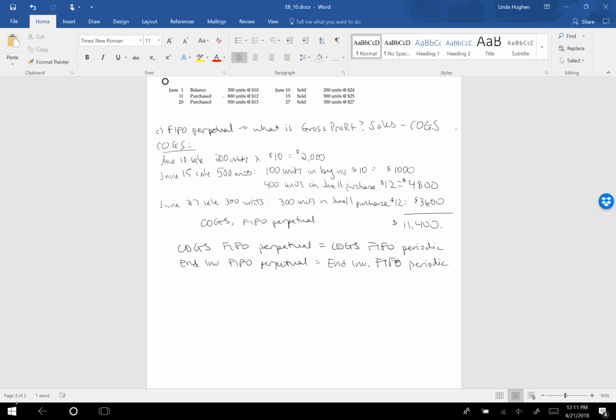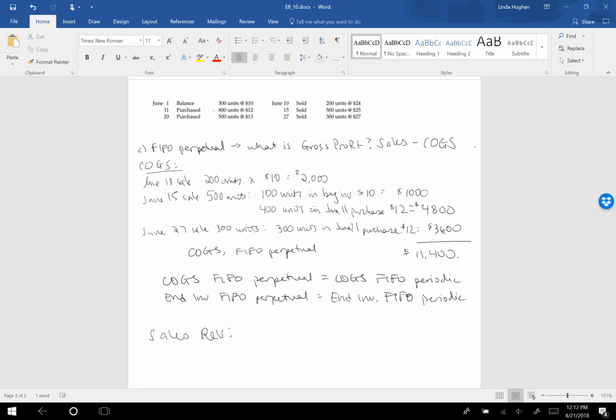So we've calculated the cost of goods sold, but we have not yet answered the question in part C, which asks us to calculate the gross profit. So we need the sales revenue, and we do that in 3 steps. For the sales revenue here, we're going to look at 200 units sold times $24 per unit. This was sales revenue of $4,800. 500 units sold at $25 per unit gave us revenue of $12,500. 300 units at $27 per unit gave us sales revenue of $8,100. When we add all that up, our total sales revenue was $25,400.